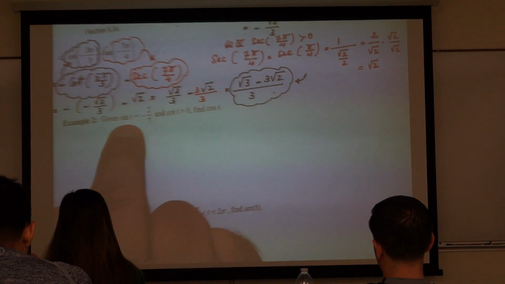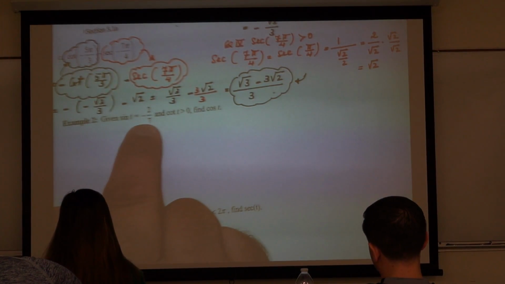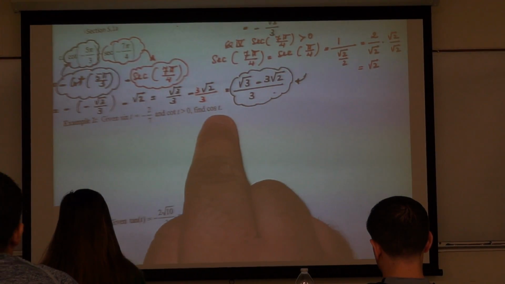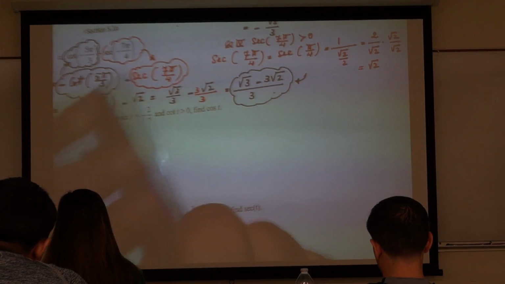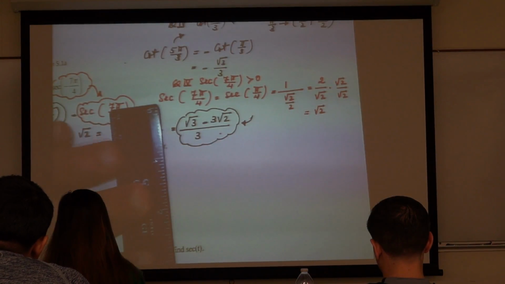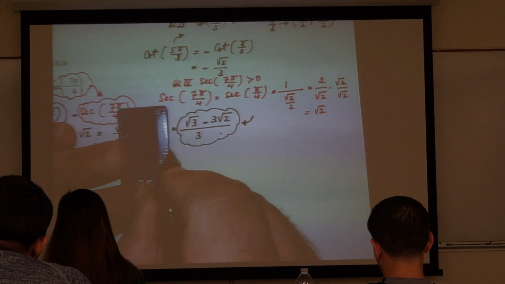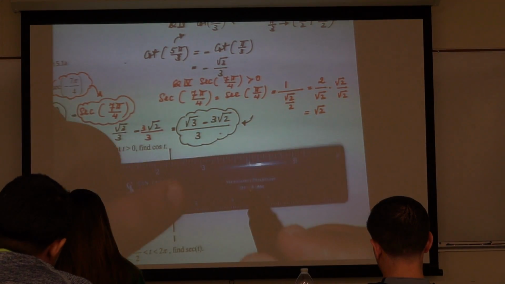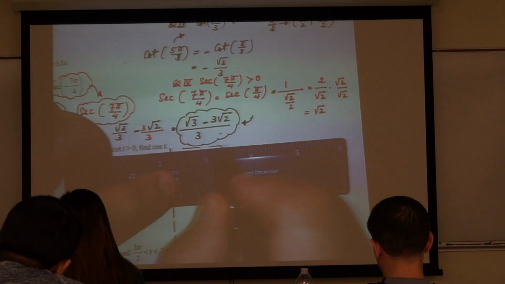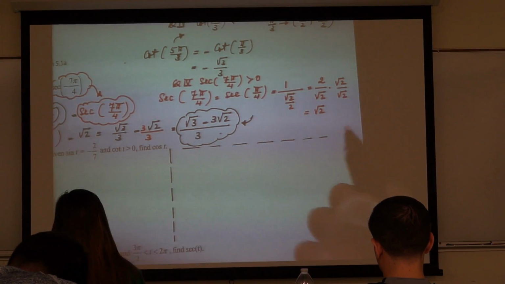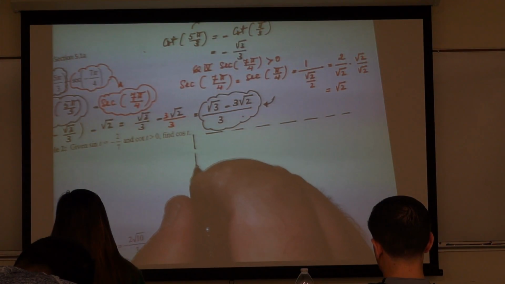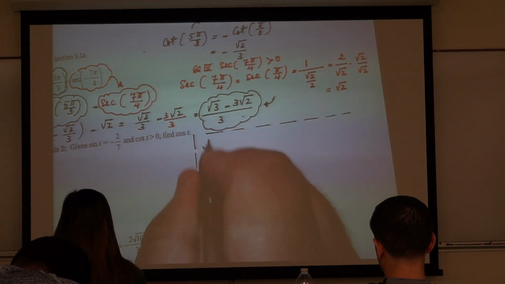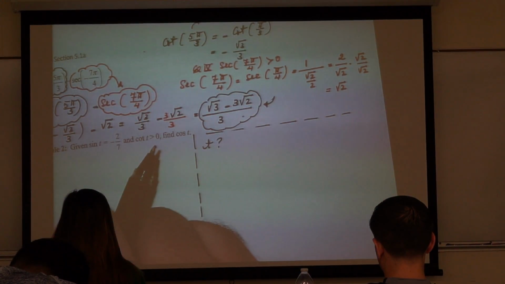Given sine t is this, and whatever, find cosine of what? So let's say before this problem happens, I want to do a strategy. Talk to me about your strategy. Forget about the solution. What's the first thing you should determine? Know what quadrant it is, know where the angle is. So t is in which quadrant?